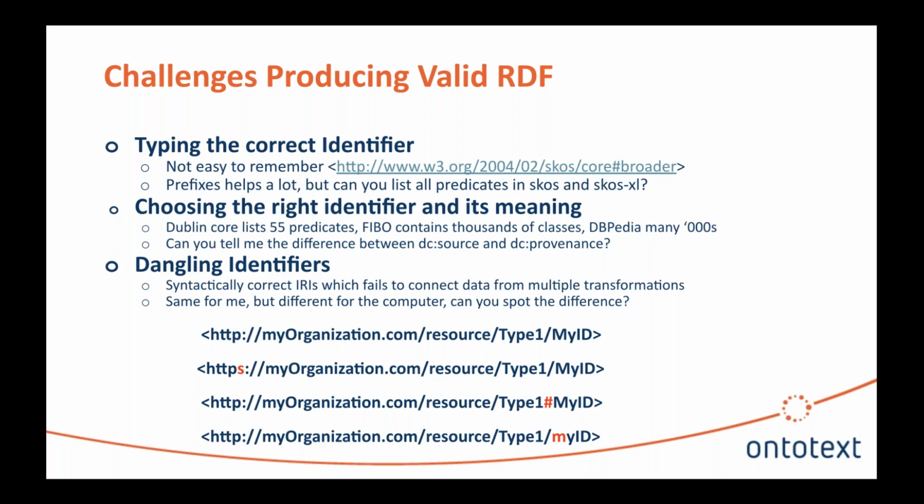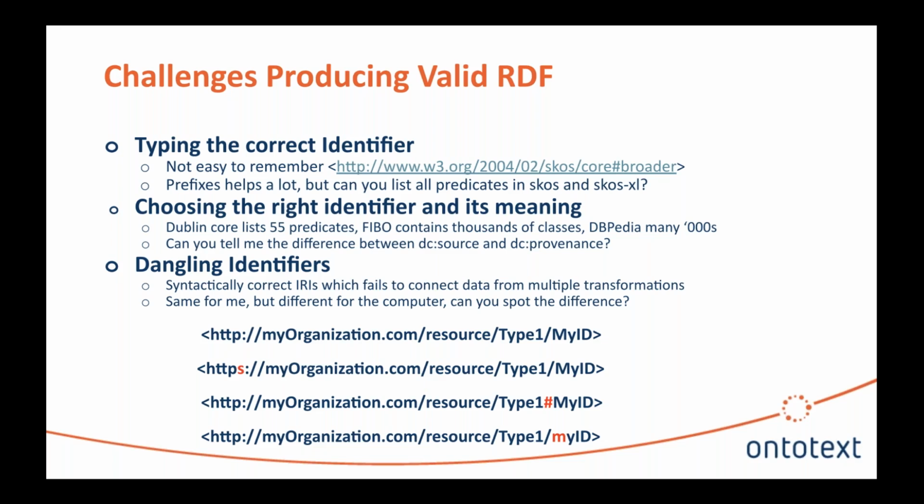Also, choosing the right meaning is not an easy task. For instance, even a relatively simple ontology like Dublin Core lists not less than 55 predicates. And if we go to more complex models like FIBO or DBpedia, there are thousands and thousands of classes and properties. And navigating which is the right one and using it consistently could be a pretty challenging task.